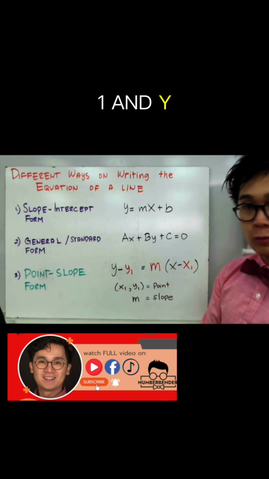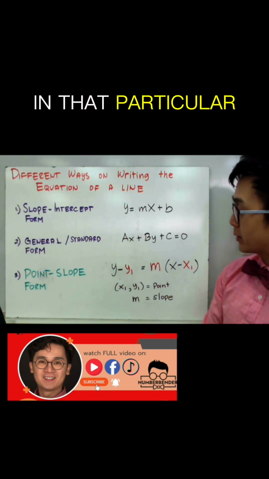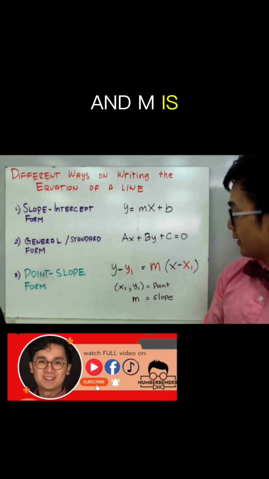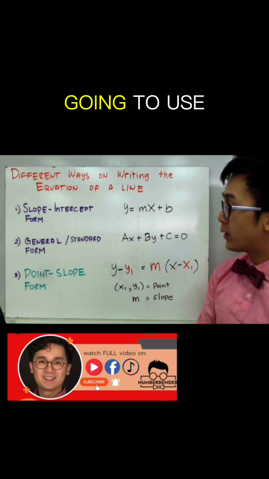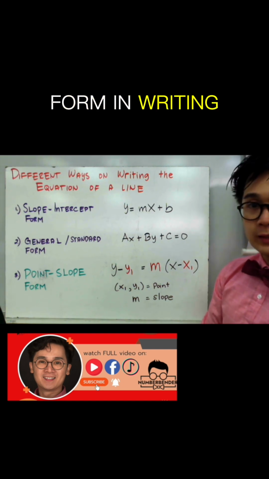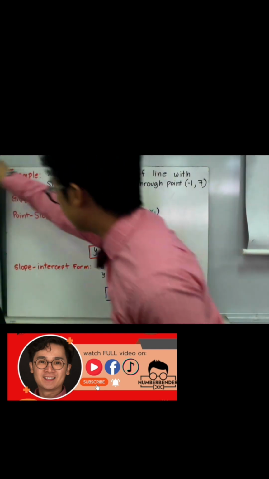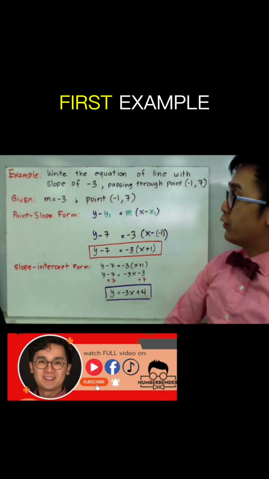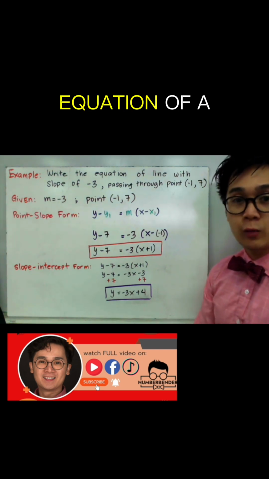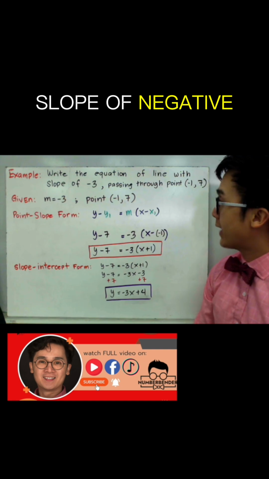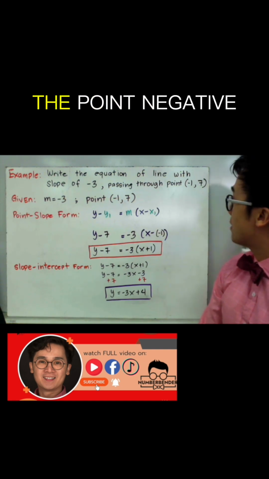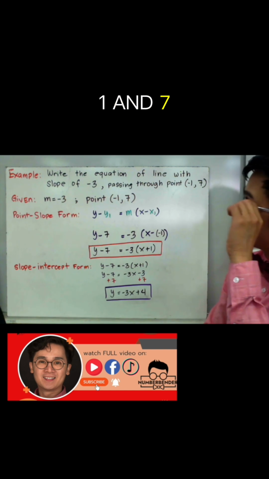Now, x sub 1 and y sub 1 is the given point on that particular line, and m is the slope. Now, how are we going to use the point-slope form in writing the equation of a line? Here are some examples. On the first example, we are going to write the equation of a line given the slope of -3 and passing through the point (-1, 7).